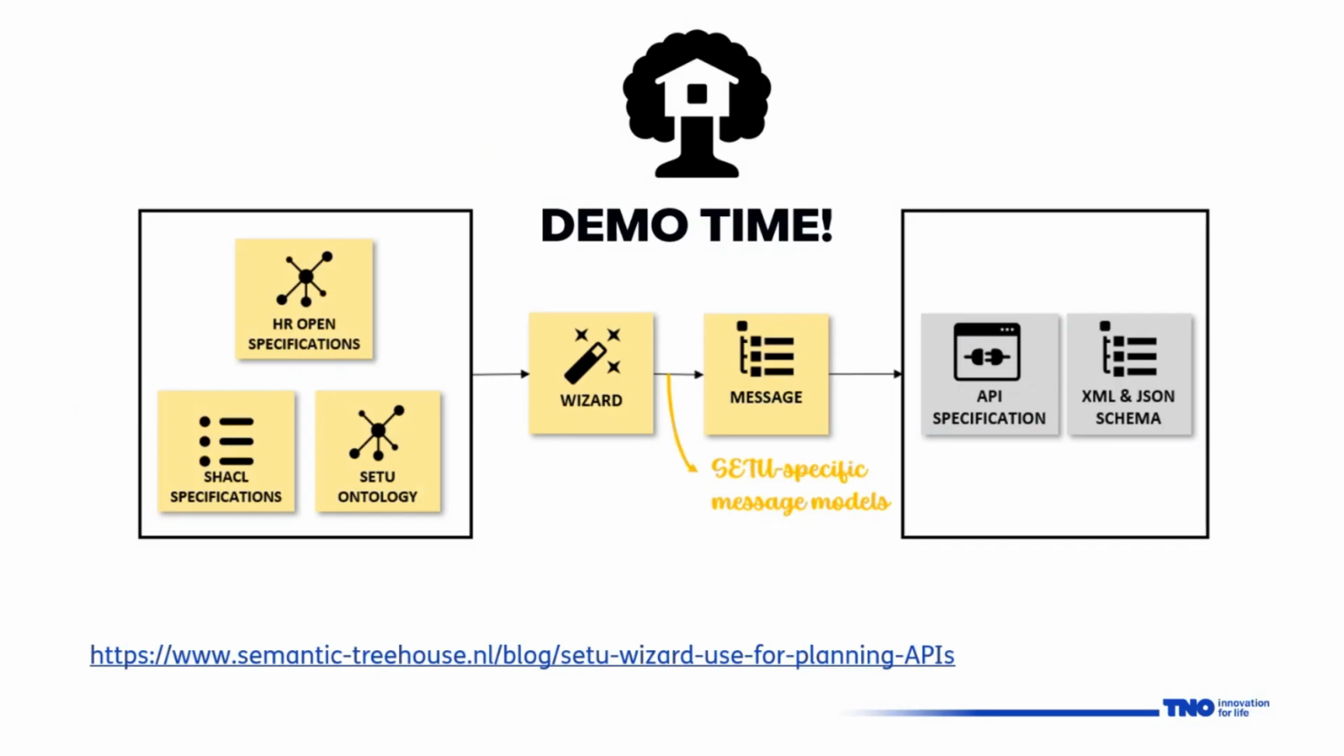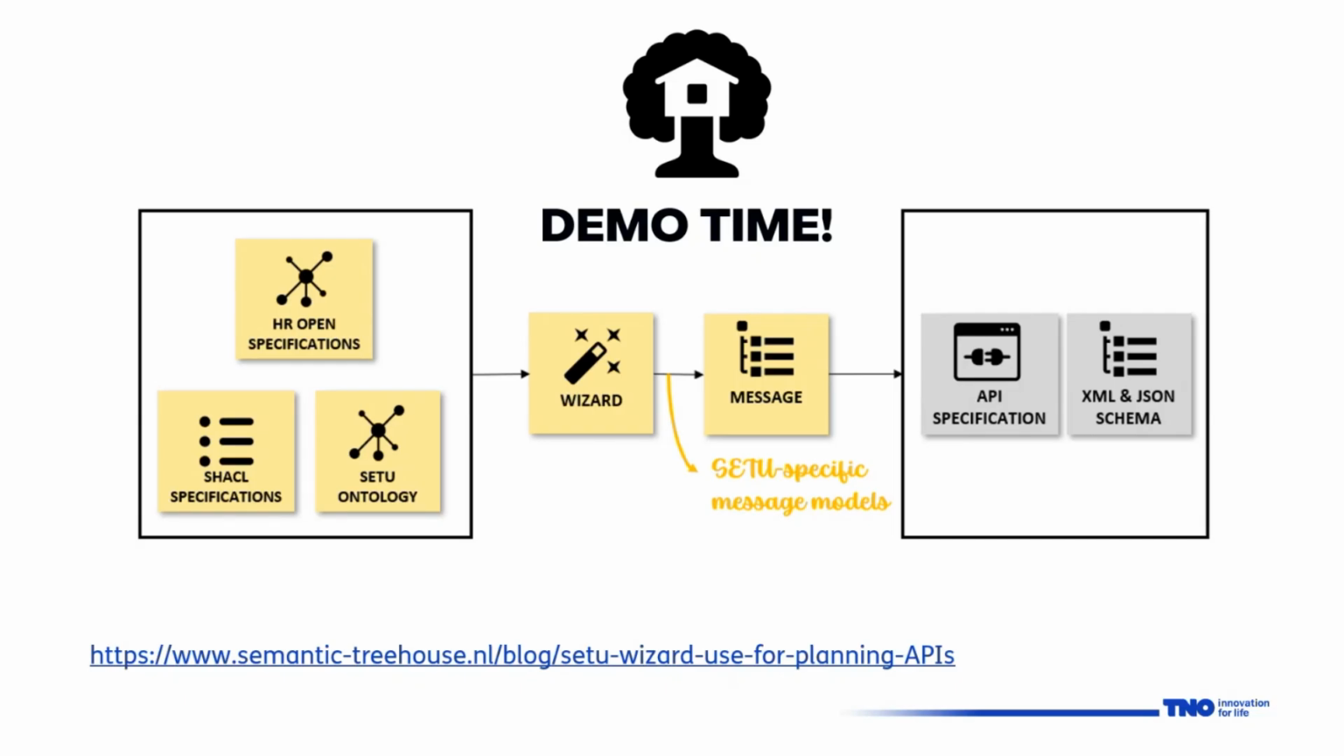So we picked this HR open specifications. We had that as an input into the Semantic Treehouse platform. Then there are also some SETU or Dutch context specific things that we wanted to add. And that's all input into what we called the wizard. And I don't think, Wouter, that you have already explained this more elaborately, right? No, that's right. I was planning to, if we have time, show this process again for the zero waste context.